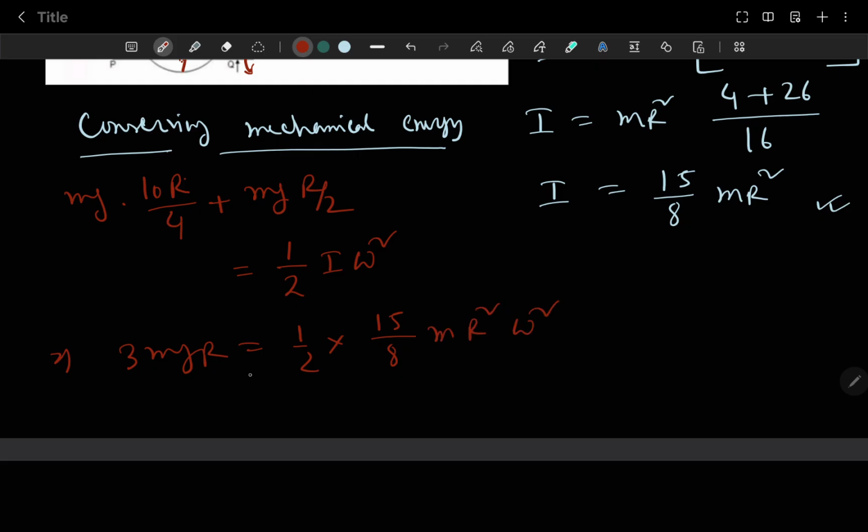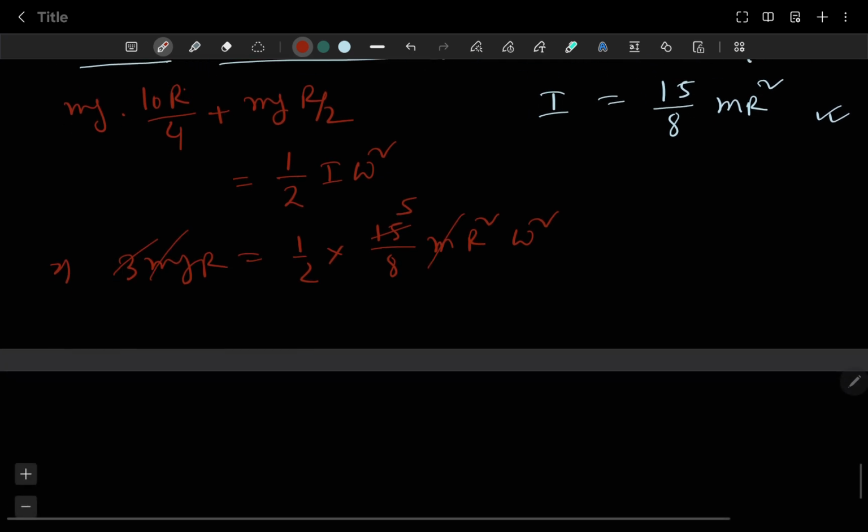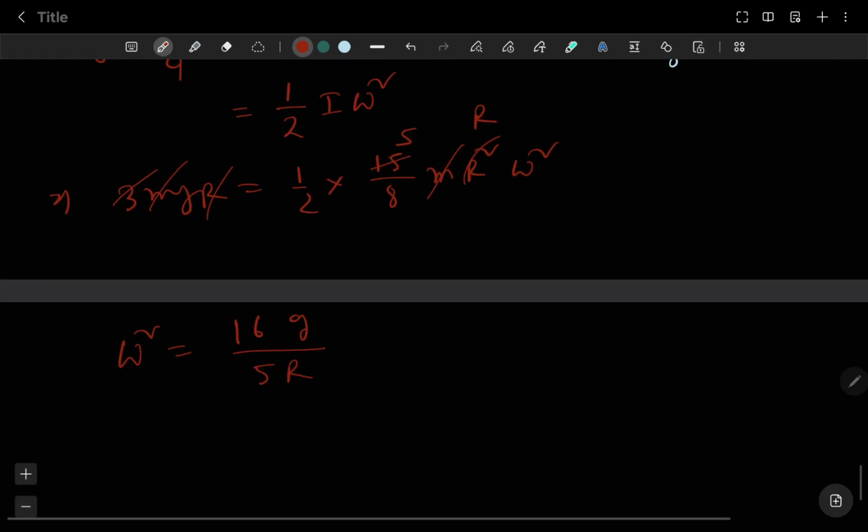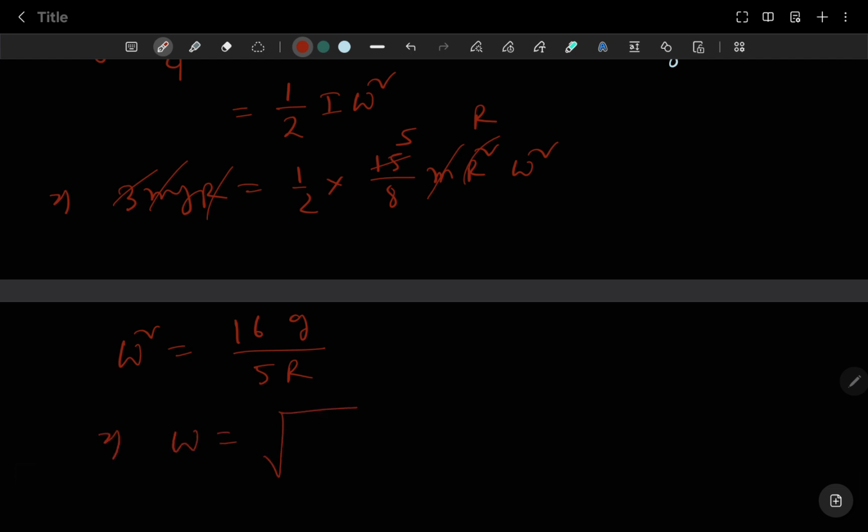Now see, m is cancelled. So omega square comes out to be 16 g by 5r. So omega is root of 16g by 5r.